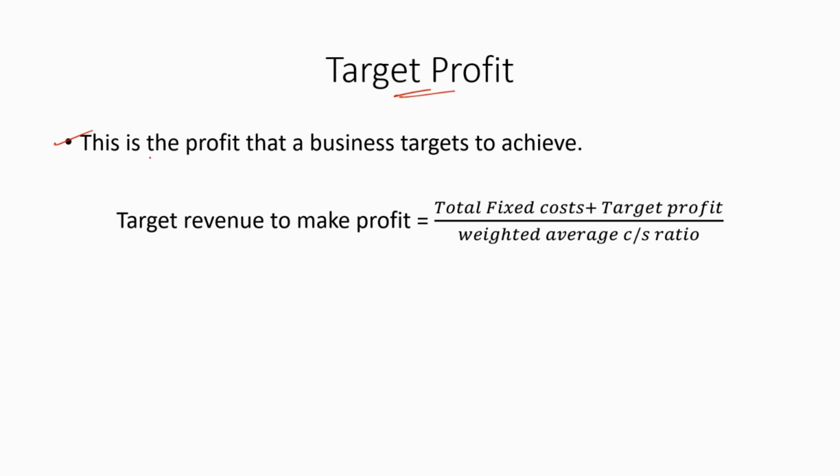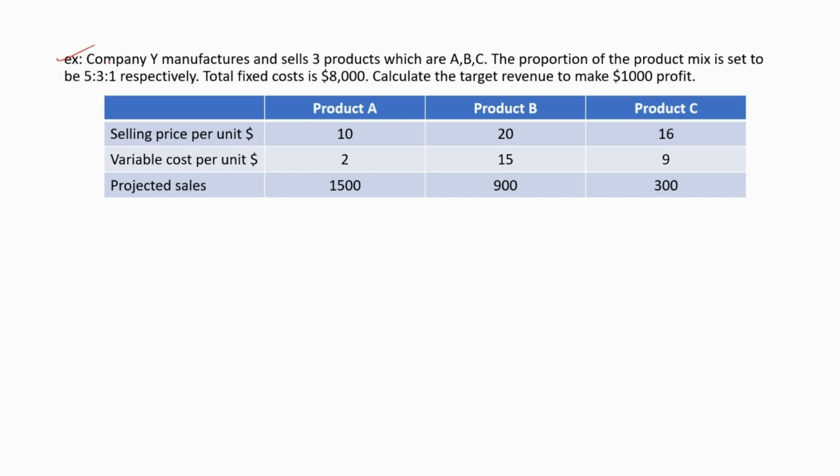Now let's discuss the topic of target profit. This is the profit that a business targets to achieve. So in order to achieve a target profit, they have to achieve the target revenue to make that profit. So this is equal to total fixed cost plus target profit divided by the weighted average CS ratio. So the target profit will add to the total fixed cost and we divide it by the weighted average CS ratio.